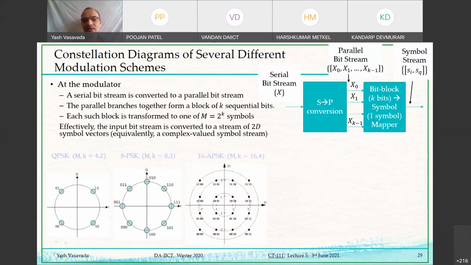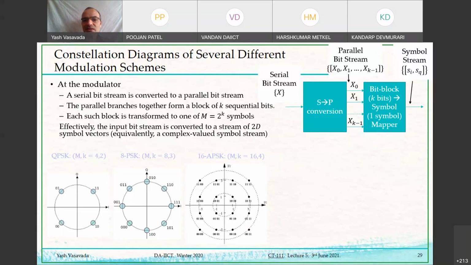This is 16-ary amplitude phase shift keying. Here I'm shifting both amplitude as well as phase because I have 3 different circles. So I'm changing amplitude, and within one circle I am also changing phase. And I have kept 16 points, so M is 16, and therefore I take 4 bits at a time, as you can see here. 0011 gets transmitted as this constellation point, and so on.